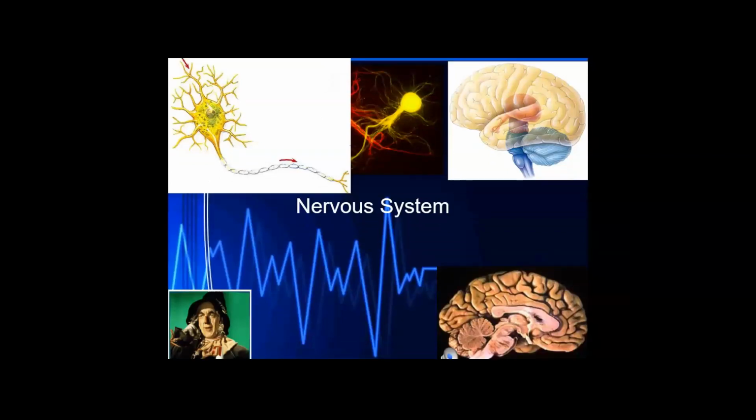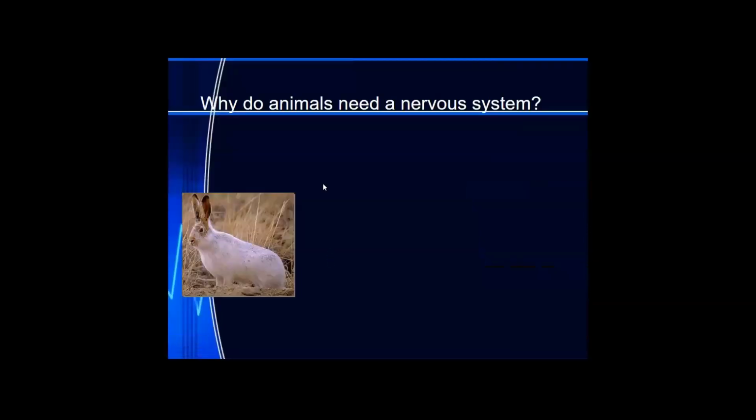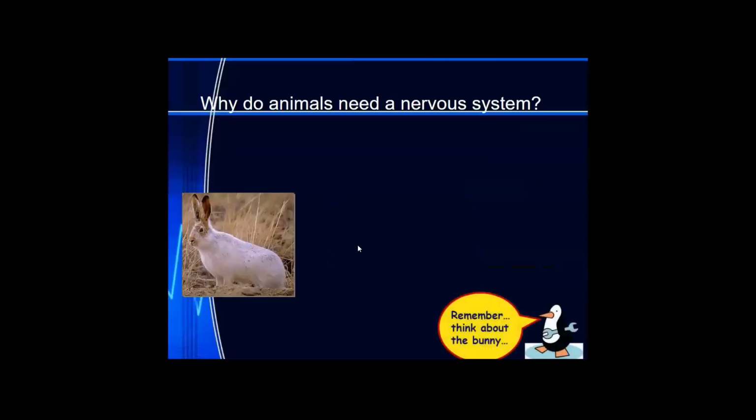So this is the physiology. You have anatomy, which is structure, and you have physiology, which is functions. So the nervous system functions through cell communications and action potentials and neurotransmitters. So why do we even need a nervous system?